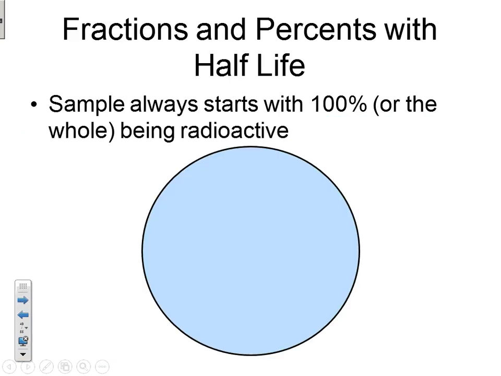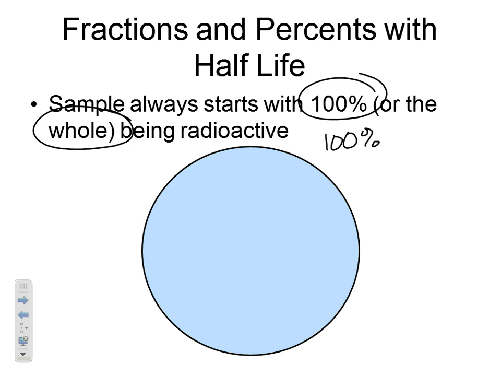So another example with this half of a half idea is we have this circle, and we want to get really familiar with the fractions and the percents that are super common in half-life problems. So a sample will always start with 100%, or the whole, being radioactive. So we always start with 100%. The fraction version of 100% is 1. Right? The whole thing, 1. It's a fraction, you know, 1/3, 1/6, 1/8. Well, it came from 1.